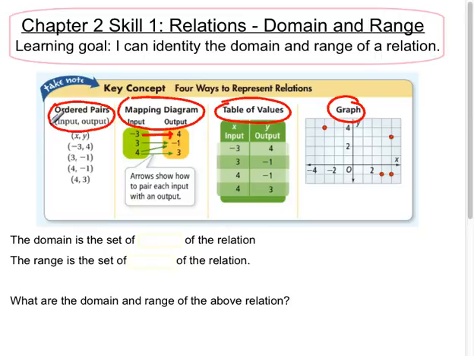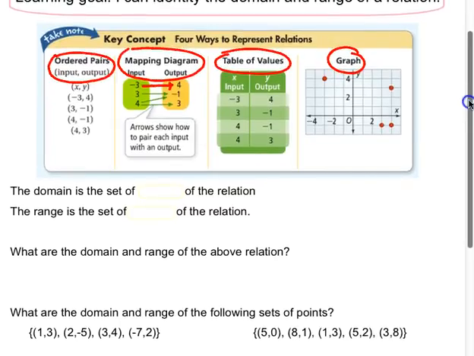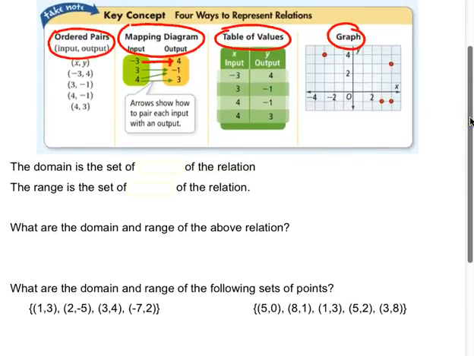Now, with relations, there is another vocab, or two more vocab terms that I'm going to expect you to be able to use, domain and range. So domain is going to be all of the x values in that relation. And then the range is going to be the set of y values. Okay, and so with every different form that we're looking at, of these relations, all the four ways, you can always see what are the x values, what are the y values.